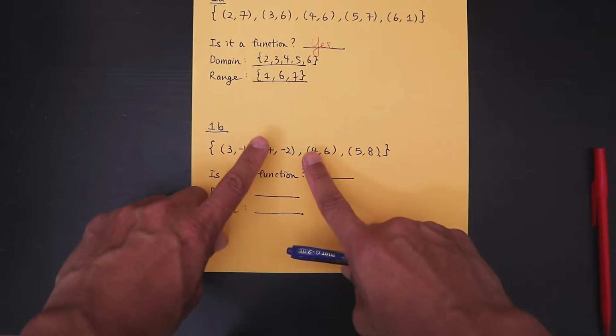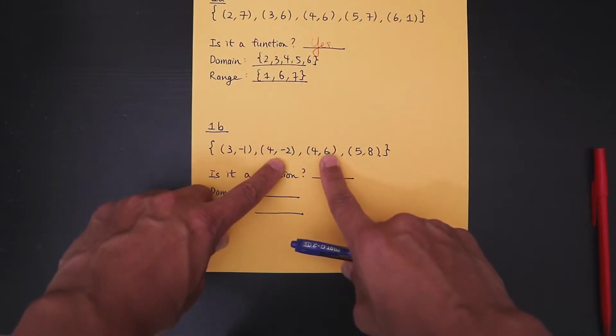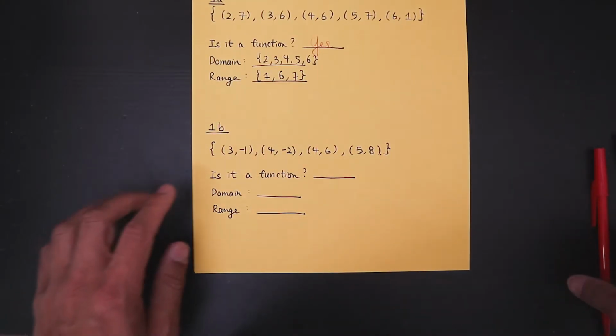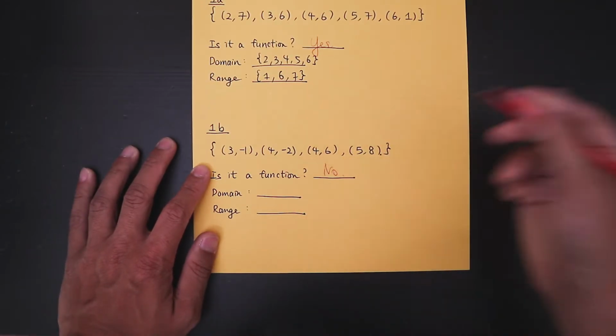That's the same as saying that the same person has 2 different birthdays. That does not make sense. So is it a function in this case? It's going to be a no.